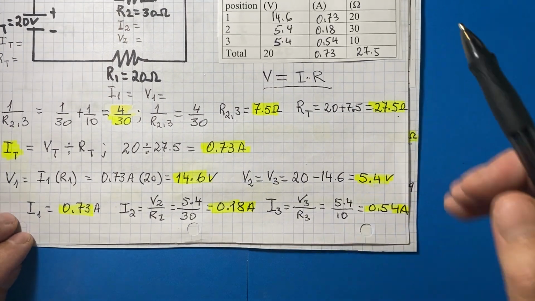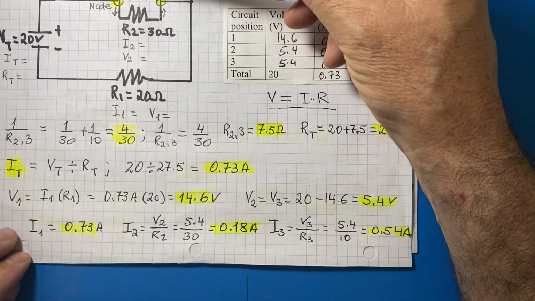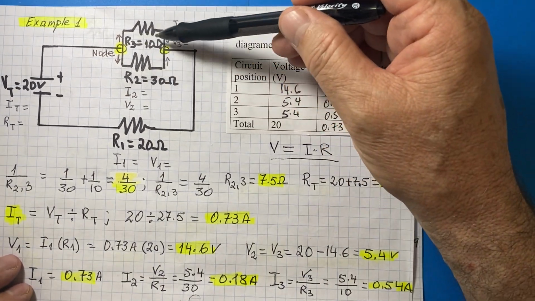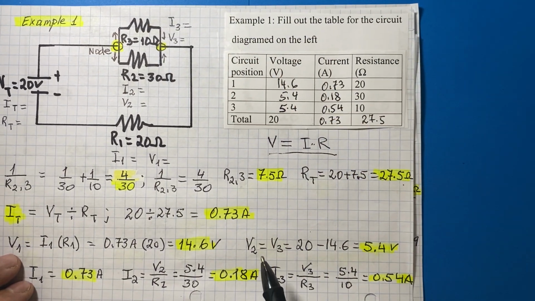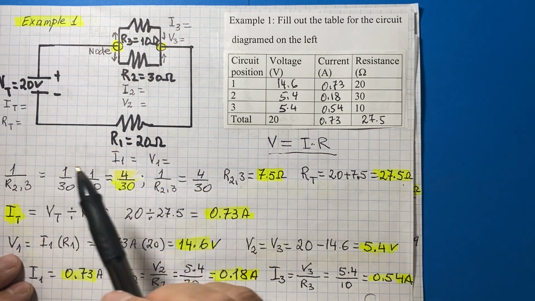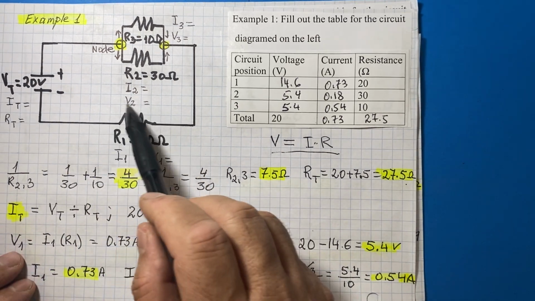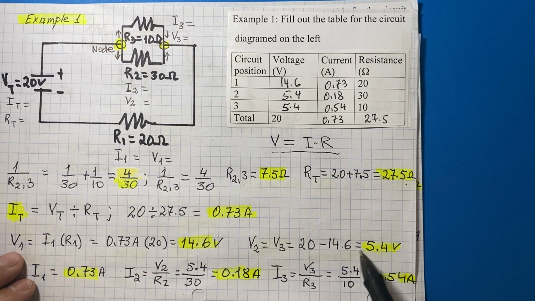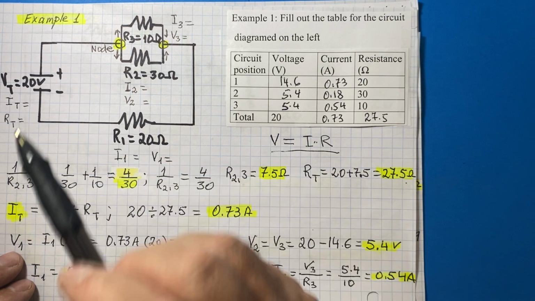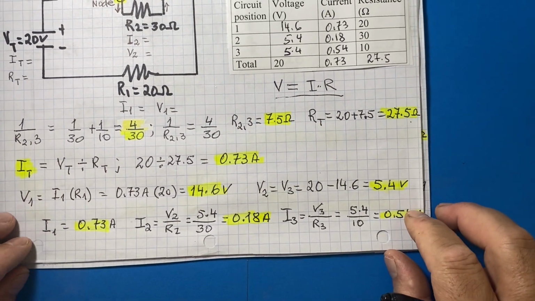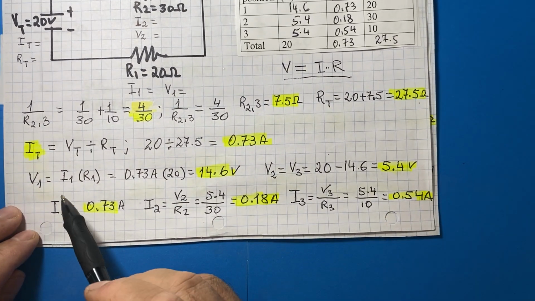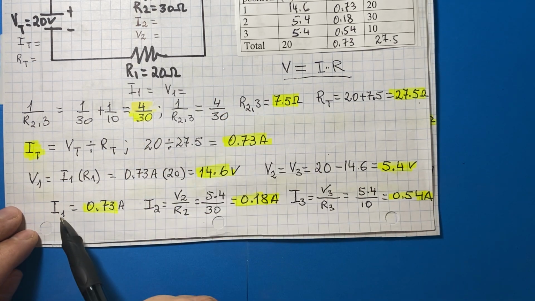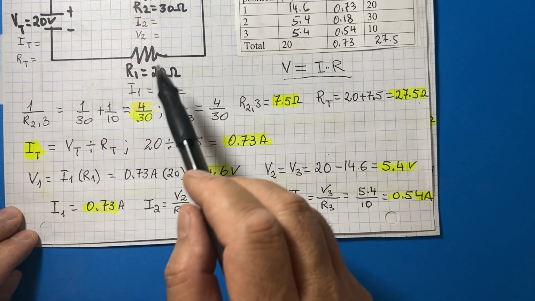Now, the voltage for these two branches is equal because they are parallel. Voltage V2 equals voltage V3, which equals 20, the total, minus the drop at this point, which is 14.6. We get 5.4 volts. So each branch here has a voltage of 5.4 volts.